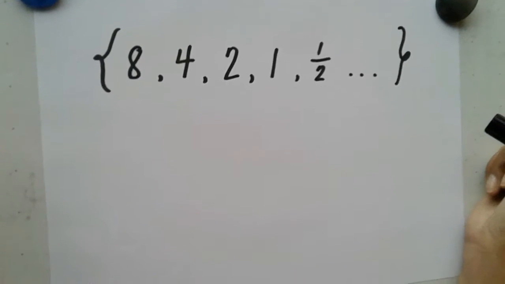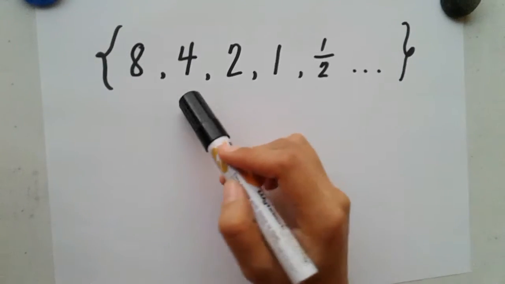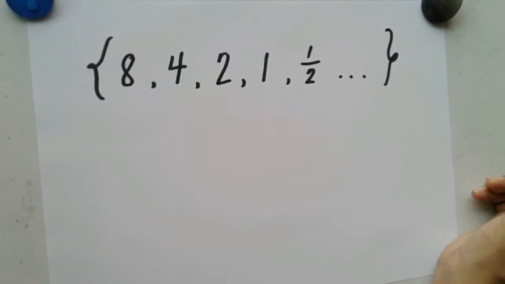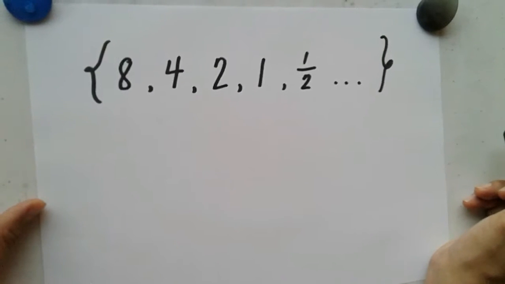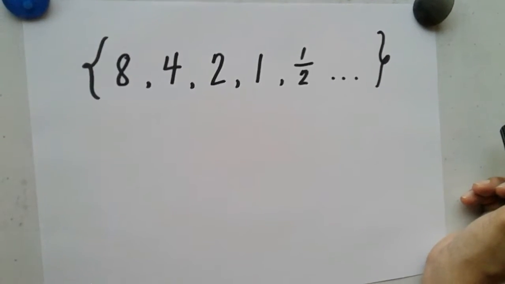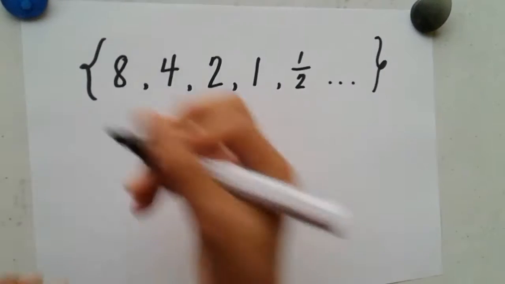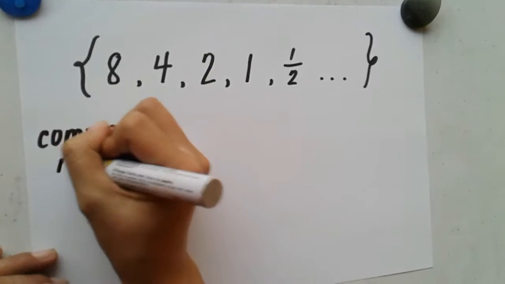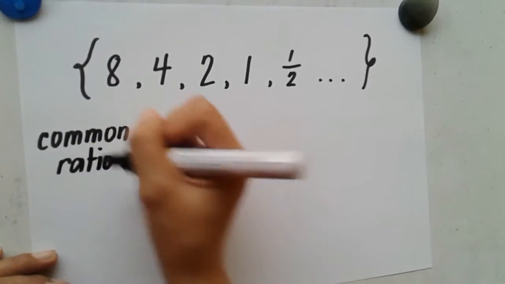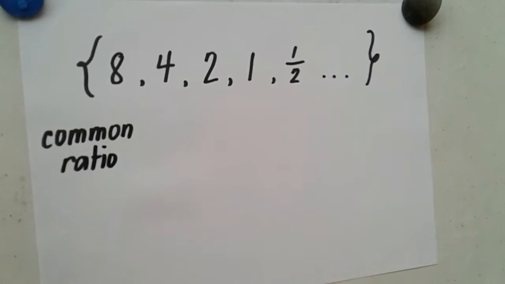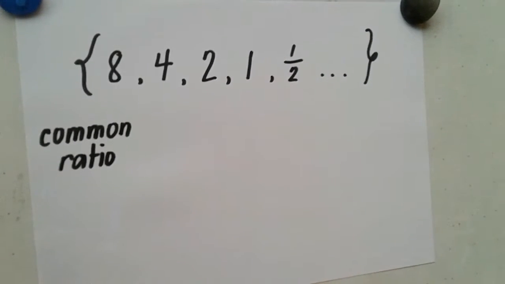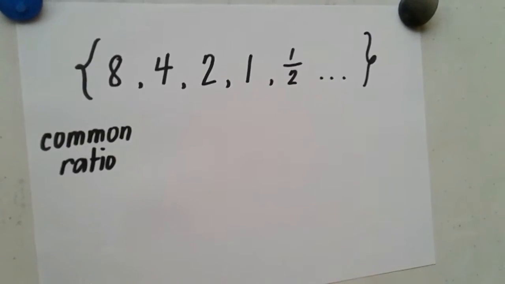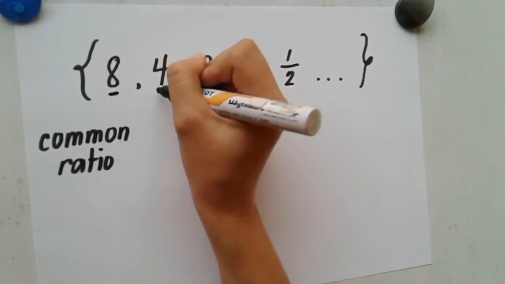Let's have our first example, the sequence 8, 4, 2, 1, 1/2, and so on. First, let's check if this sequence is geometric. In order for this sequence to be geometric, it has to have a common ratio. And to get the common ratio, we need to take a term and divide it by the term that comes before it. So let's take a look at our first two terms in the sequence, and that is 8 and 4.